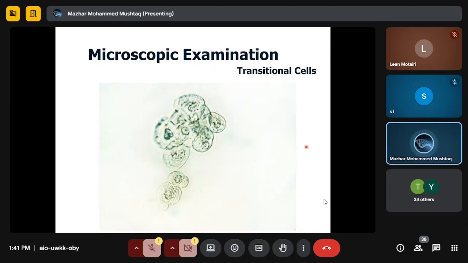These are the transitional cells. You know, the transitional cells can come from the bladder and the ureter. They would look like this. They are clumped with each other, and they are seen under the light microscope without the stain.